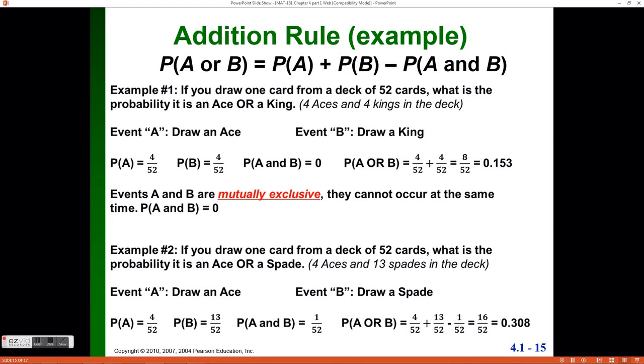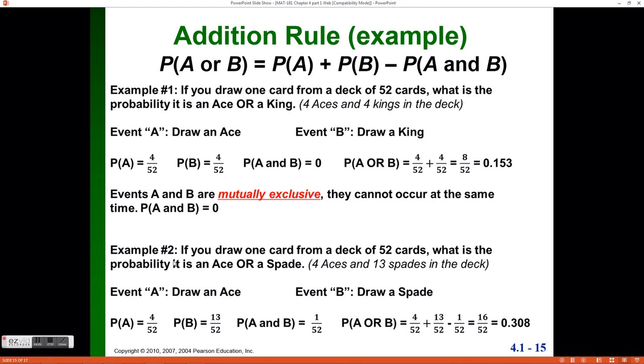Now, there's no probability that I could draw an ace and a king at the same time. So these events are impossible to occur together. When events cannot occur at the same time, we refer to them as mutually exclusive. Mutually exclusive events have a probability of A and B equal to 0. So to finish our example, if I wanted the probability that I draw an ace on the first card or a king on the first card, I would simply add those probabilities together, giving me a result of 8 over 52, or 0.153.